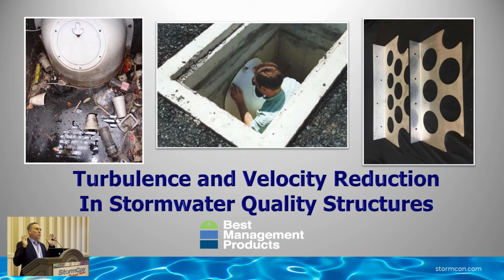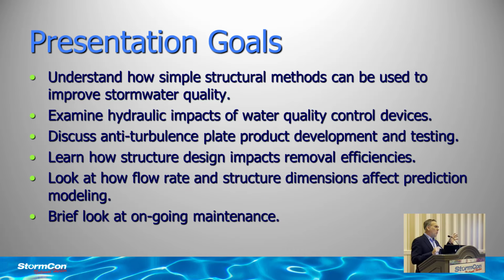At any rate, we're going to talk today about turbulence and velocity reduction in stormwater quality structures. And I think, as most of you know, both turbulence and velocity are enemies of separating out pollutants from stormwater. So hopefully we're going to talk about some simple ideas to help you make the most of your underground infrastructure. So, simple goals. This isn't a long presentation, but you're going to hear me use that word simple a lot today.